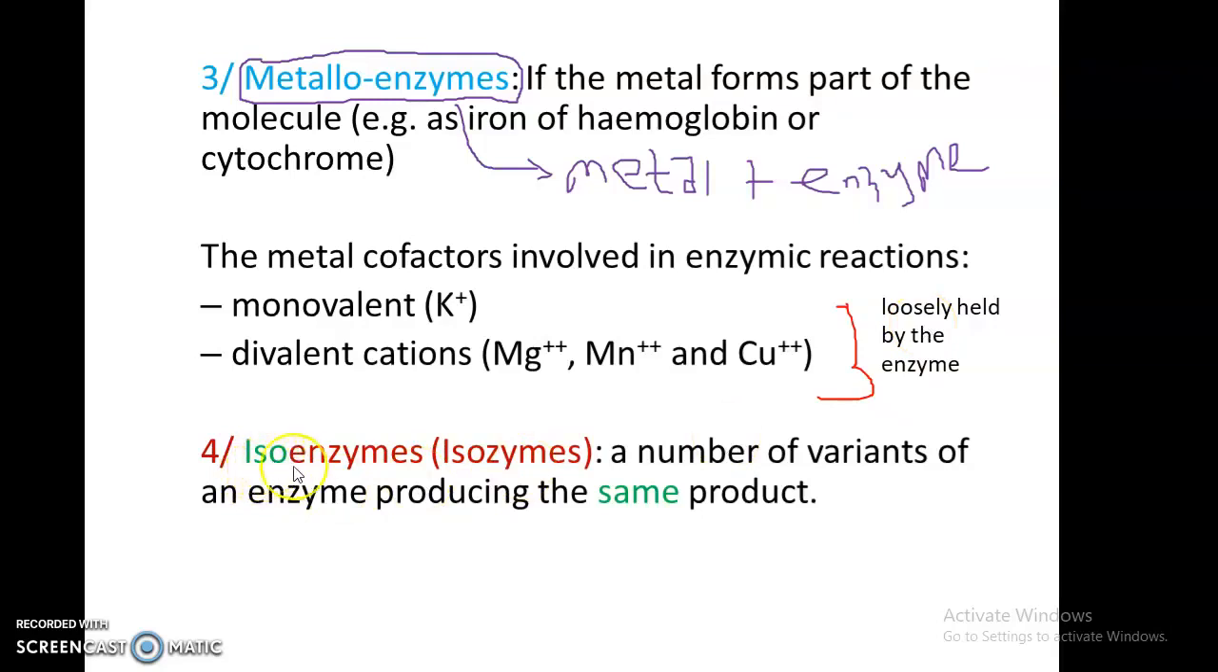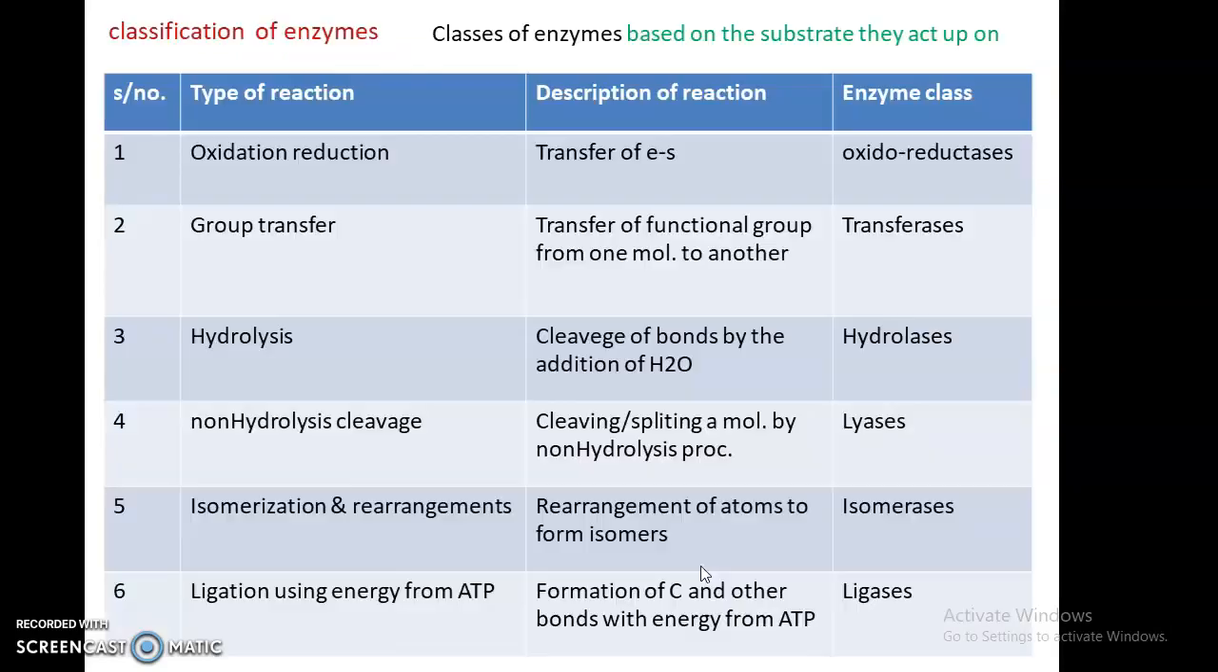The fourth class is isoenzymes. We can also call them isozymes. A number of variants of an enzyme producing the same product. Iso means the same. Why is it called iso? Because there are a number of variants of an enzyme, one enzyme having different kinds of enzymes. Variants of enzymes will make what? The same product. The enzymes are different, but they all make the same product. Therefore, isoenzymes or isozymes.